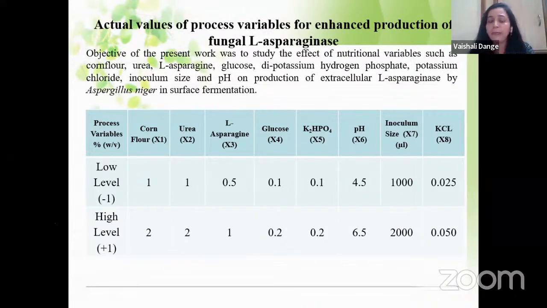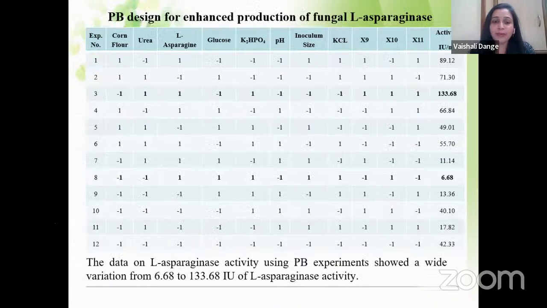After that, I chose the low level and the high level. Two levels will be applied. The high level will be like 1 or 2, and the low level will be 0.5 or 0.1. For that I got different values, and those values I applied in the software. Here you can see my design in the PB experiment.